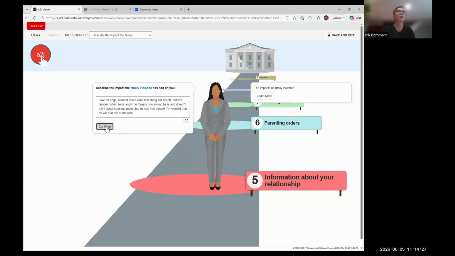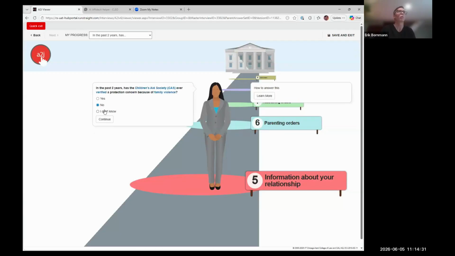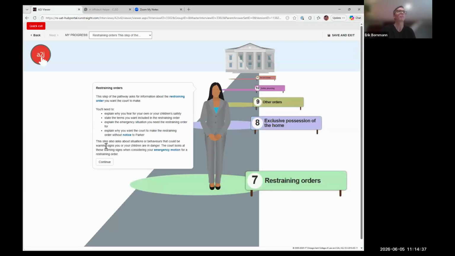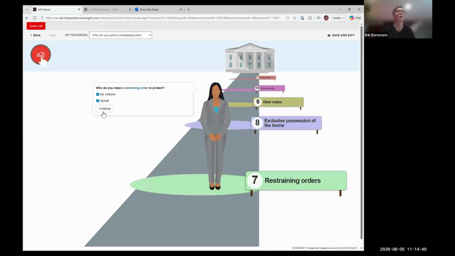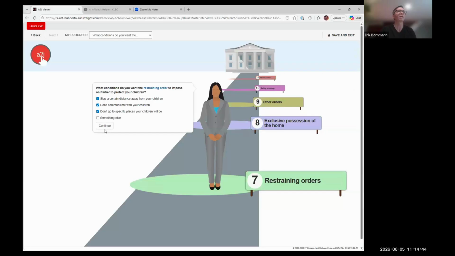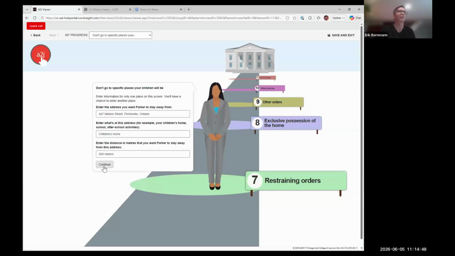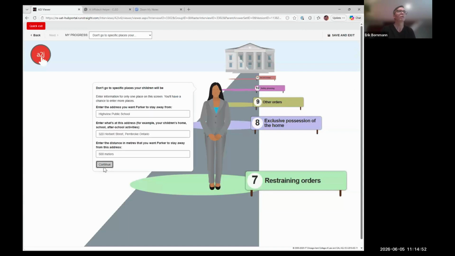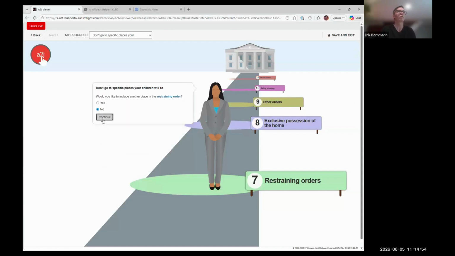And I'm not going to open every one of these, but you'll see that there's quite a lot of information that we are guiding the user to provide, presenting information to them as they go. And here, we're asking about the restraining order. We're asking for the kids, what orders do you want? And I'm just going to click very quickly through this to show you how we've integrated AI into this process.